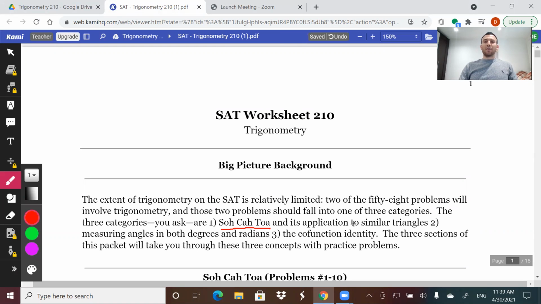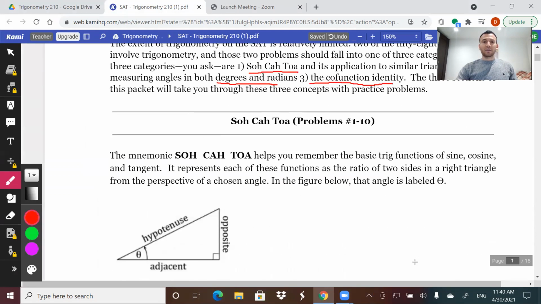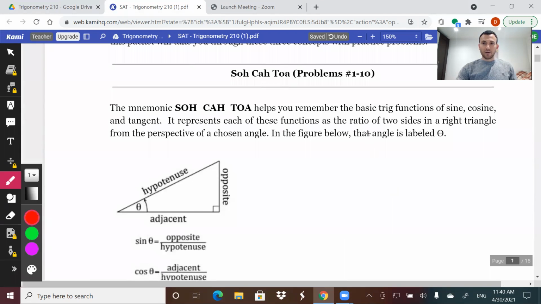And the last one, interestingly, that's a little random in my opinion, is the SAT loves the cofunction identity. It's a really clever identity, but it's not one of the first trig identities that comes to my mind as like the core of trig identities. But anyway, we'll learn exactly what the cofunction identity is, and we'll see past test problems and how it applies to the SAT. So with no further delay, let's talk about SOH CAH TOA.